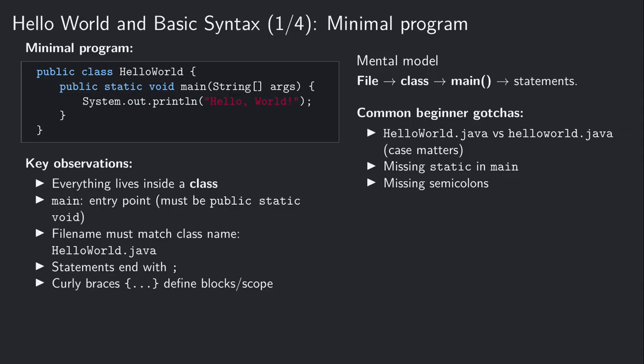The mental model box is the correct hierarchy to keep in your head: file, class, main, statements. If you can mentally trace that chain, you can debug a lot of beginner issues quickly. And the gotchas list is not theoretical: case matters, HelloWorld.java versus helloworld.java, missing static breaks launching, and missing semicolons cause compilation failures. The goal is we don't want to waste cognitive energy on these once threads enter the story.